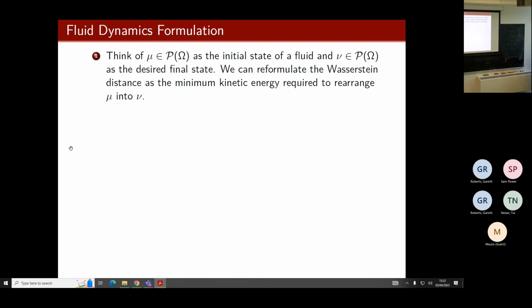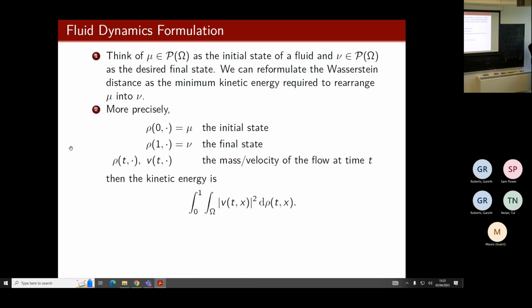We think of a probability measure mu now as being the initial state of some fluid, and our probability measure nu is going to be some desired final state. What we want to do now is think of the Wasserstein distance, particularly the 2-Wasserstein distance, as the minimum amount of kinetic energy required to deform the first probability measure into the second whilst preserving mass.